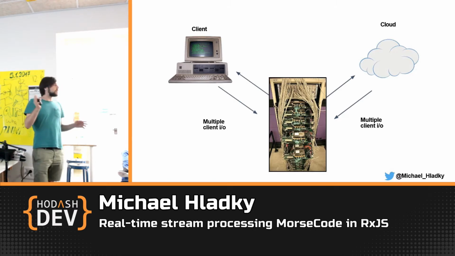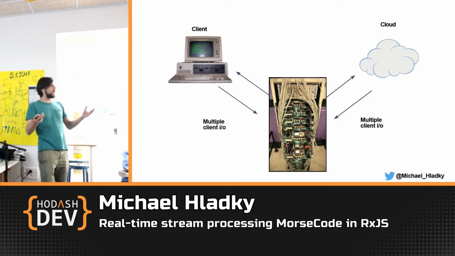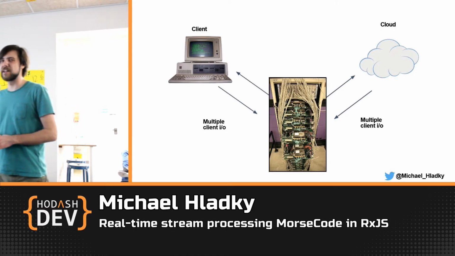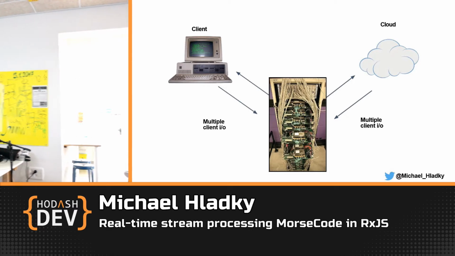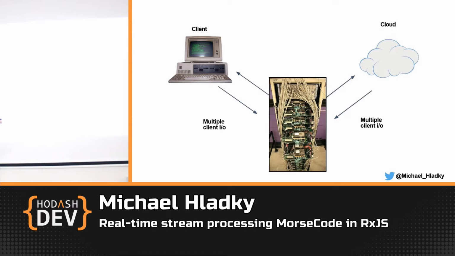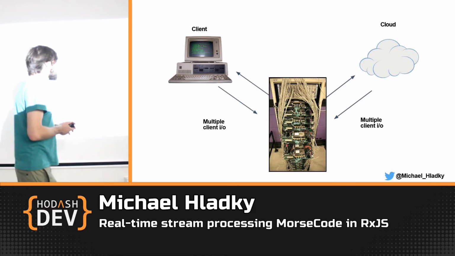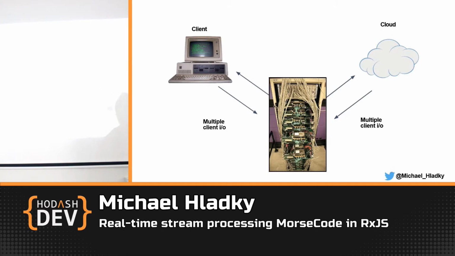So this is Google's first production server. We made our search queries on this machine. I cannot imagine using such a machine today. But okay, we can use Rx also in the backend to handle many different interactions with other clients or other parts of the cloud.